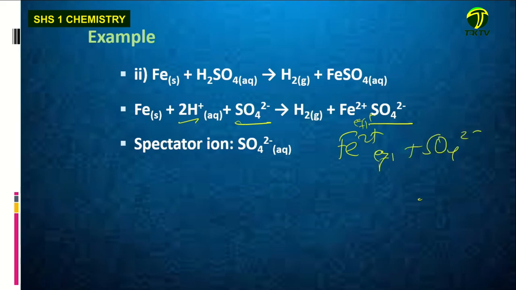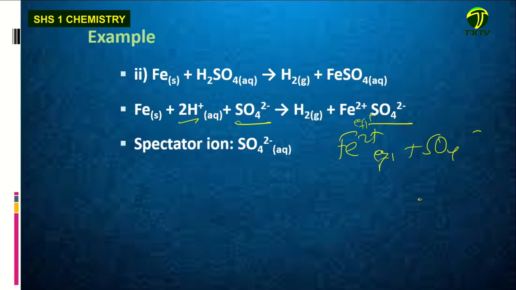This should have been the equation. So that the ion, we can't say it is a spectator ion because they are not in the same form. Don't forget, I said they should be in the same form. Then the H, you see that on the reactant side we have 2H plus. On the product side we have H2 gas. They are also not in the same form.